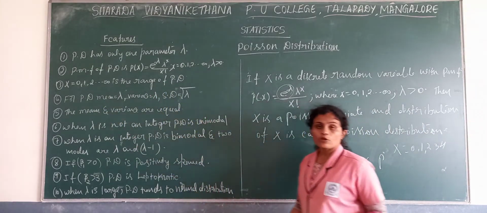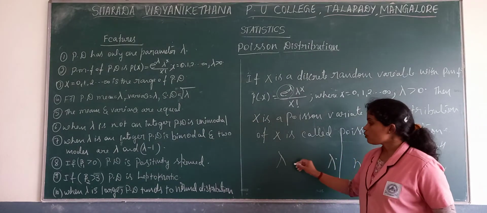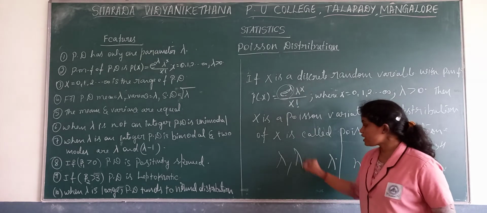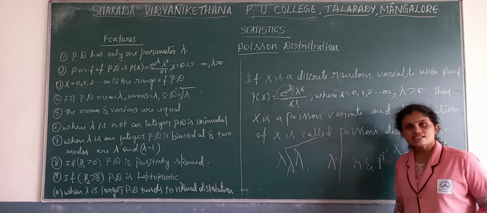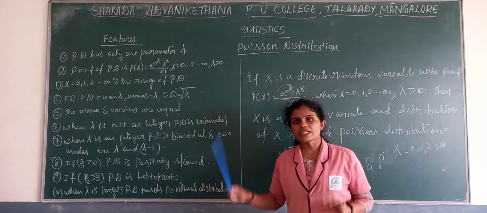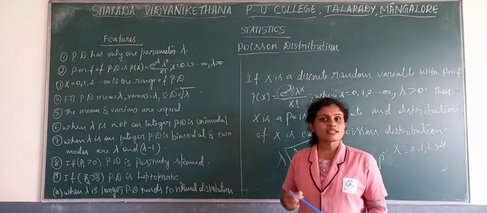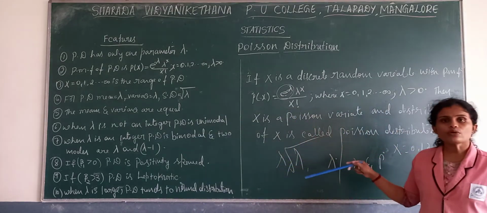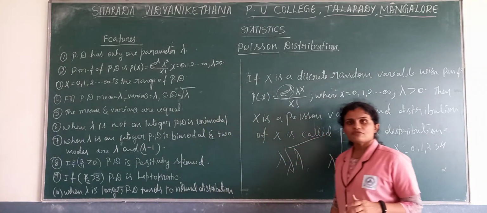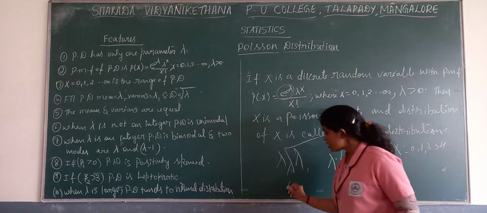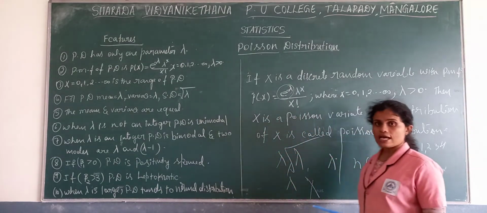Then for Poisson distribution, what is the value of mean? Mean is lambda. And what is the value of variance? Variance is also lambda. And what is standard deviation? Root lambda is the standard deviation. So here the lambda value itself is the mean, and the lambda value itself is the variance, but the root of that lambda value is the standard deviation. Then next one, here mean and variance are equal. We know that mean is lambda value and variance is also lambda value. So mean and variance are equal.